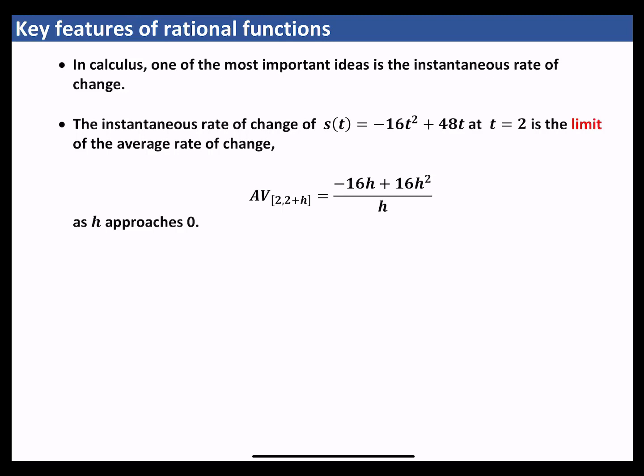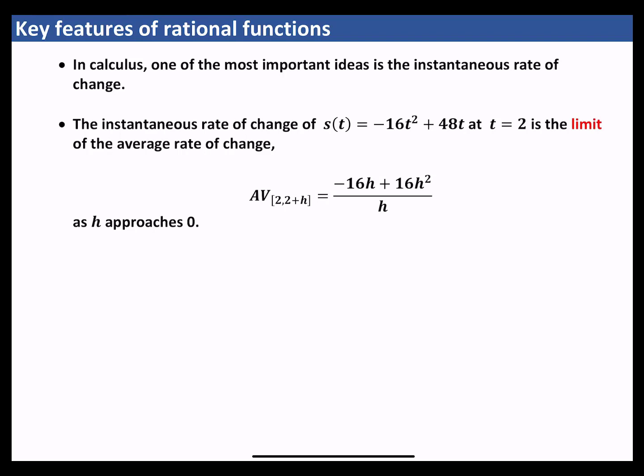In calculus, one of the most important ideas is the instantaneous rate of change, and the instantaneous rate of change of a function arises naturally from the average rate of change. For example, we'll say that the instantaneous rate of change of the function s of t at t equals 2 is the limit of the average rate of change, where the average rate of change from 2 to 2 plus h equals negative 16h plus 16h squared divided by h as h approaches 0.